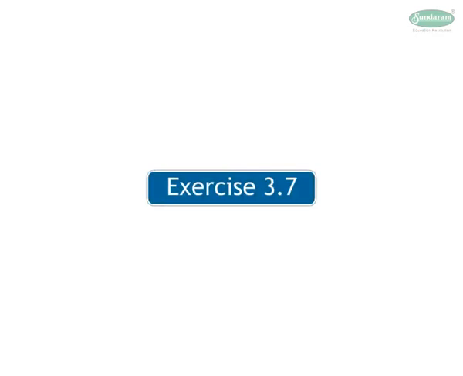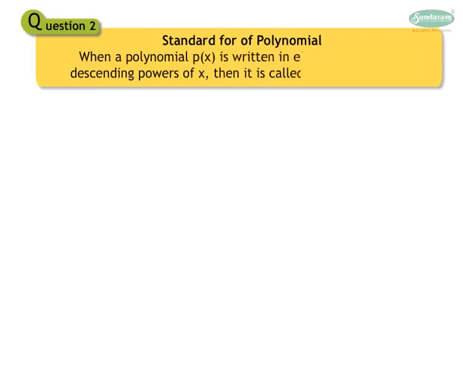Exercise 3.7. Question 4. Standard form of polynomial. We now understand how to write a polynomial in a standard form. When a polynomial p multiplied by x is written in either ascending or descending powers of x, then such a form is called standard form of the polynomial.